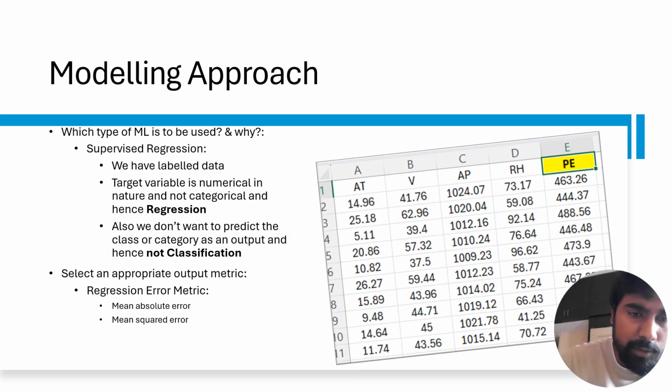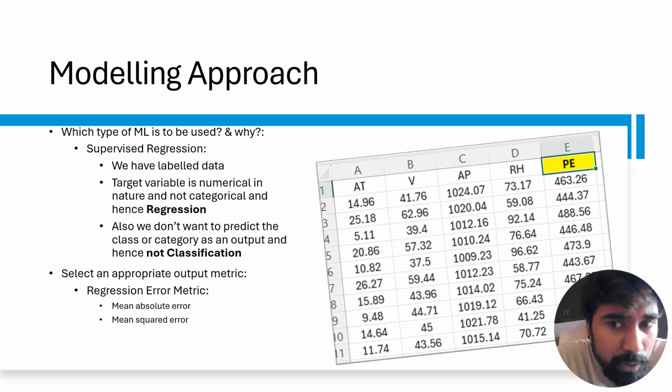So after reading the data, we found that it was labeled data, as we knew that the first four columns belong to temperature, vacuum, pressure, and humidity, which are used in order to generate the electrical output.